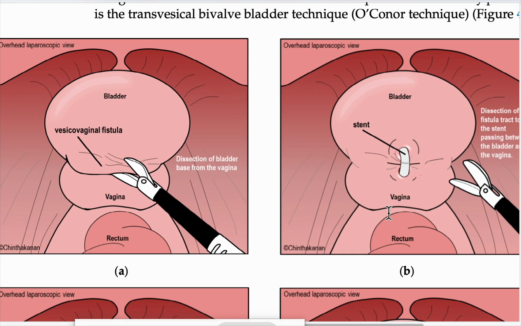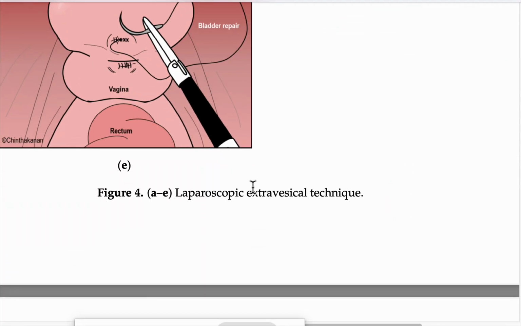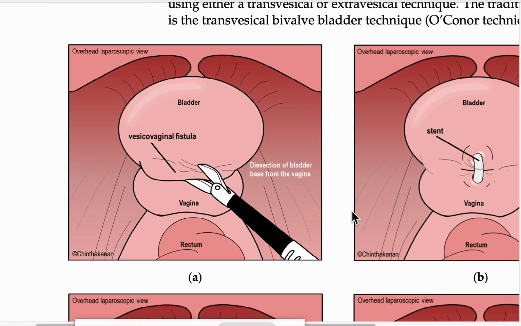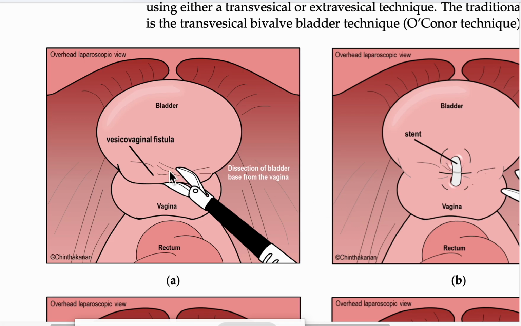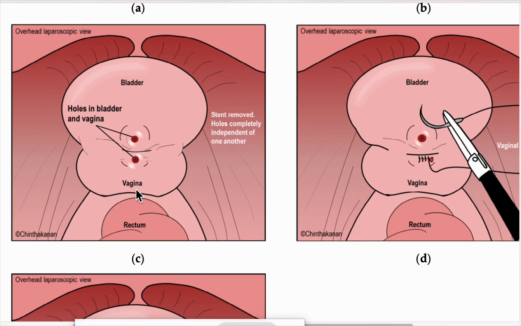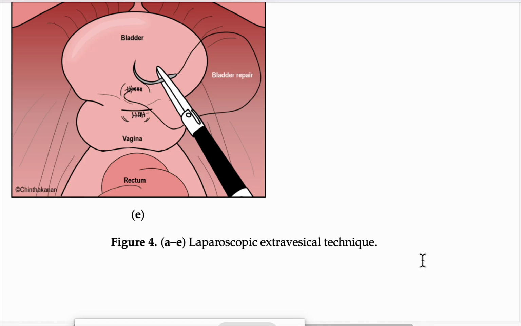But the other technique is called the laparoscopic extravesical technique. In this, the fistula is there, the vesicovaginal fistula. They will clear and dissect that area, and then they will put a stent between the two holes, and then they will stitch that area. That's all. Clear?